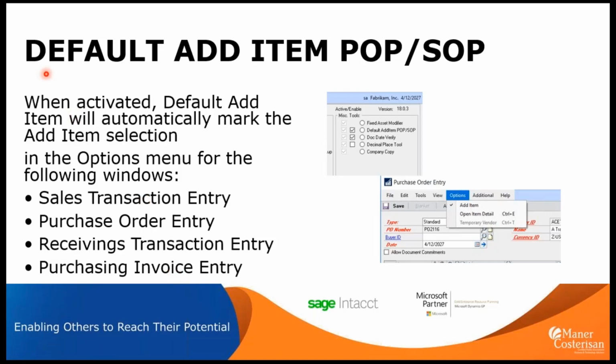And finally, another big one is the default add item pop to SOP. And what this does is it automatically adds the item selection in the options for your sales transaction entry, purchase order transaction entry, receivings transaction, and purchasing invoice entry. As you can see here, it creates a little options area and allows you to add the item easily without having to go to inventory and then perform that control in that regard.